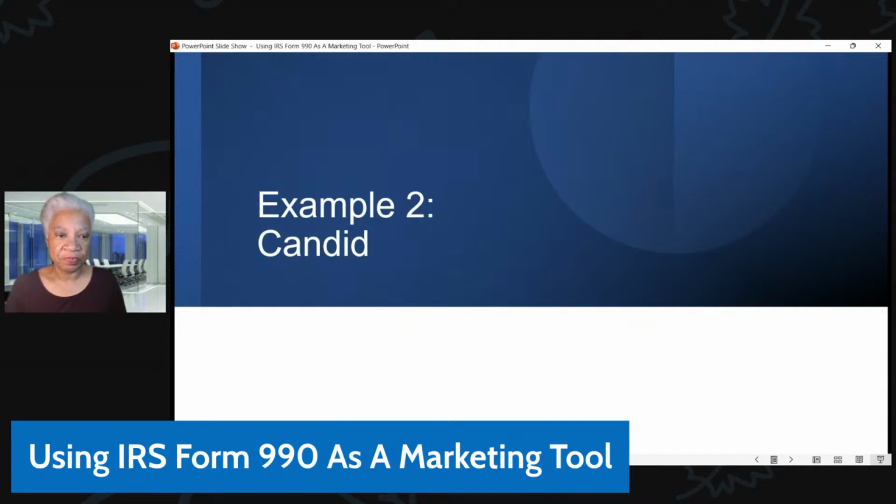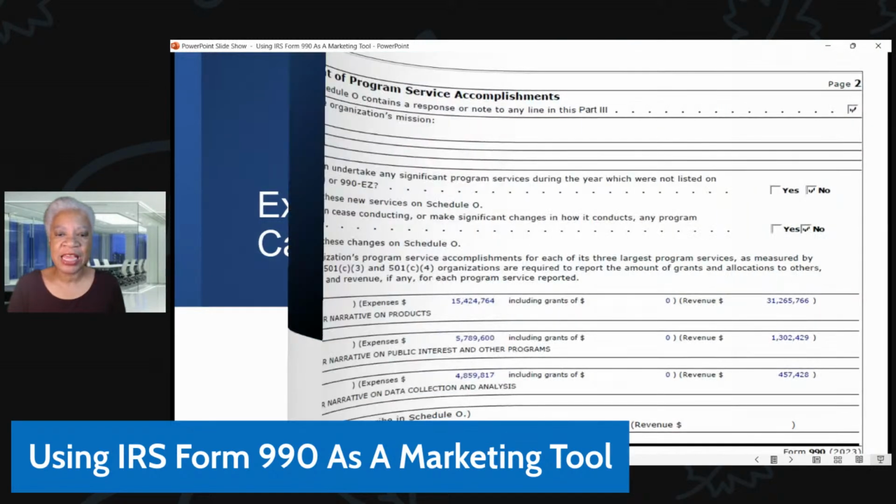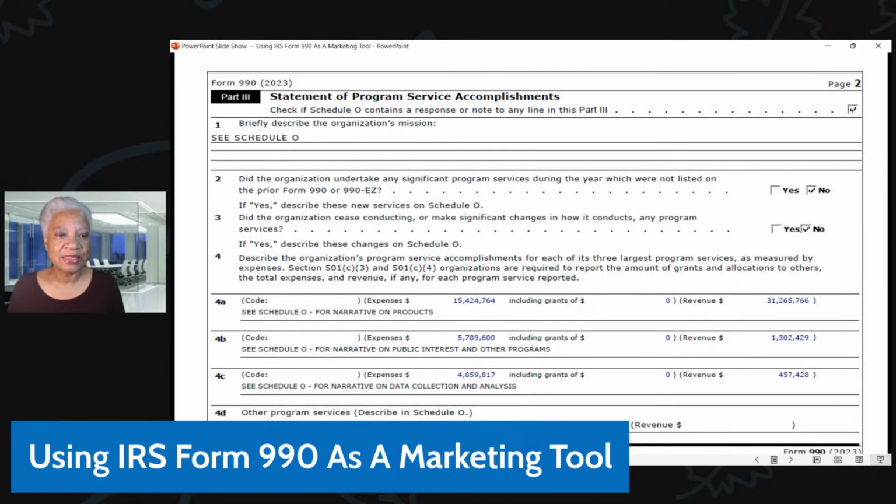I wanted to look at Candid. Why? Candid is the parent company for GuideStar. I wanted to see how the people who are actually asking people to give their Form 990s, taking the information and gleaning it and selling the information, quite frankly, I want to see how they would respond, since they're encouraging us to actually give them information. I want to see how they use their Form 990s.